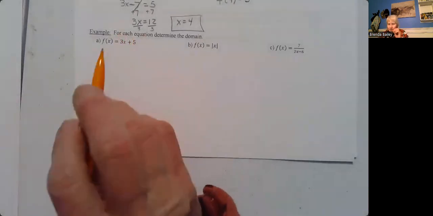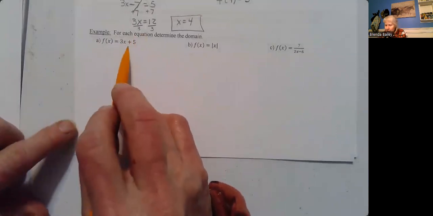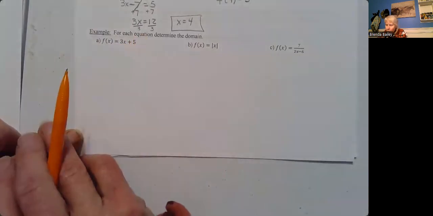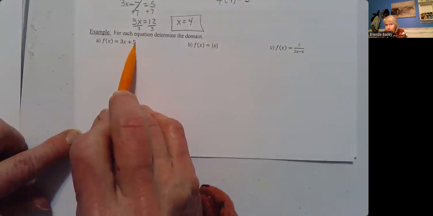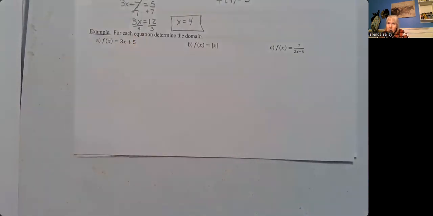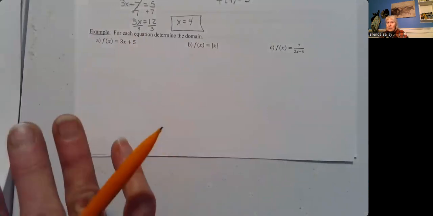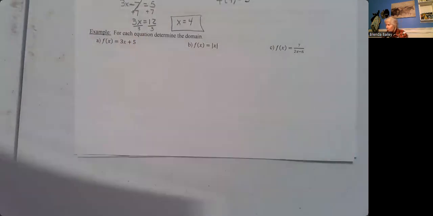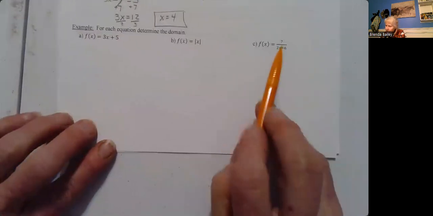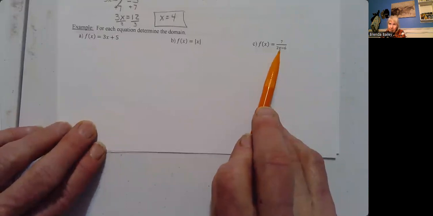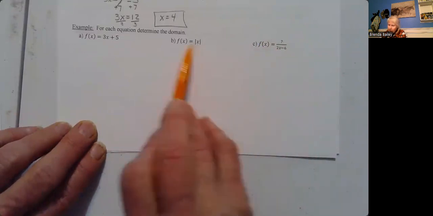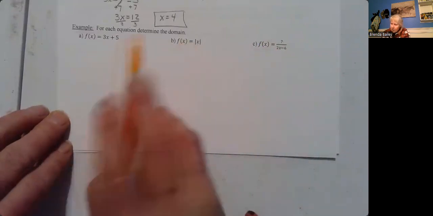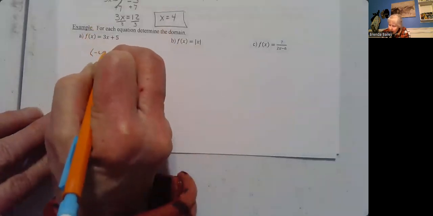All right, you ask yourself a question. What x's can I not put in? Well, if it's just a basic equation like this, there's nothing I cannot put in and have it be undefined. So the only time you're going to have to worry about limiting your domain is if you have a fraction. I'll just use this one. Here, you're going to have to do some math because you have an x down in the denominator. Here and here, you can put in anything. So the domain is negative infinity to infinity.